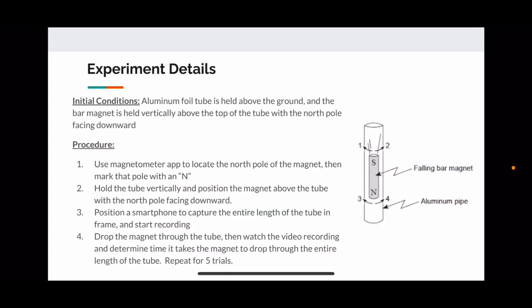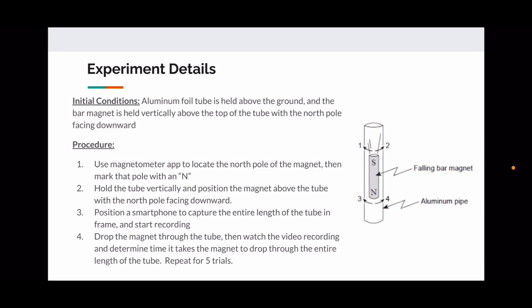For the experiment details, we have initial conditions where the foil of aluminum is held above the ground vertically, and the bar magnet is held above the top of the tube with the north pole facing downwards. For procedure, we're going to use the magnetometer app to locate the north pole, mark that pole with an N, and then like initial conditions say, hold the tube vertically and the magnet above the tube.